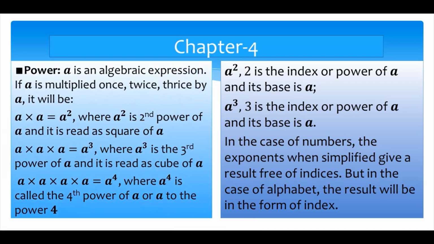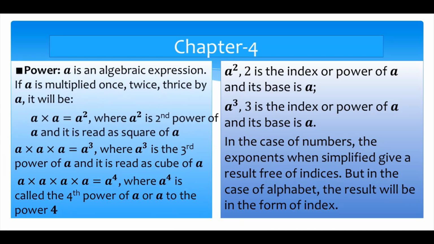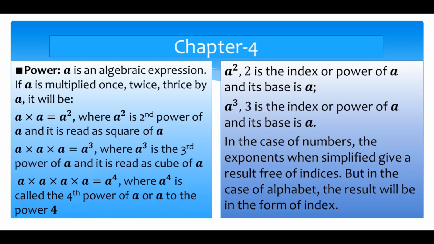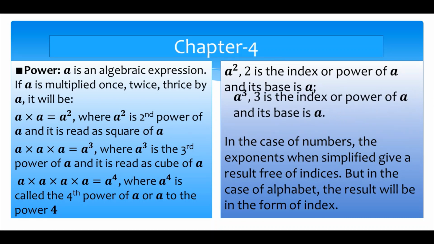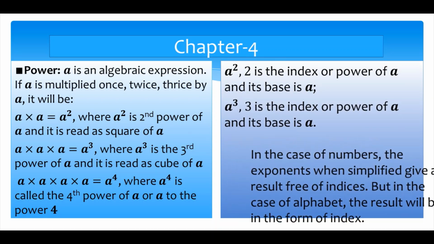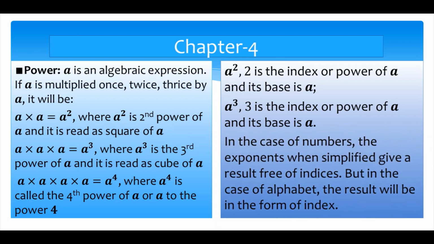So let's see again. That is A to the power 2 or A square, that is A to the power 3 or A cube, that is A to the power 4. So in A square, 2 is the index or power and its base is A. In A cube, 3 is the index or power and its base is A. And in the case of alphabets the result will be in the form of index, and in the case of numbers the result will be free of indices.